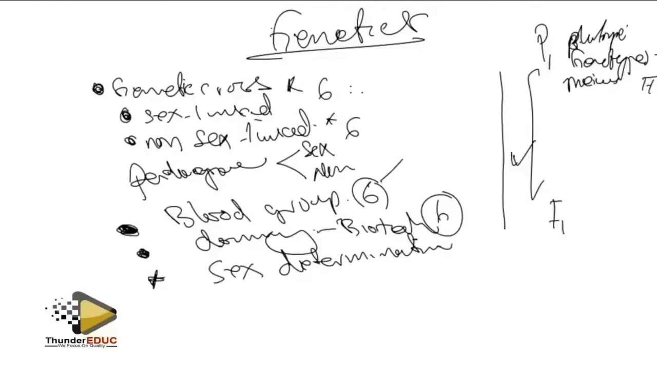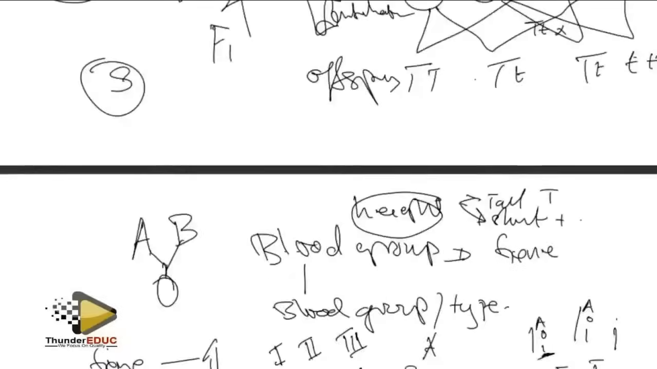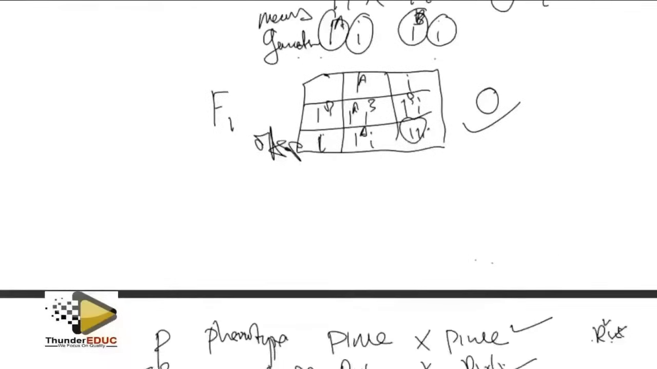Sex determination is like describing a karyotype. When asked to describe sex determination, it's like describing a karyotype. But here, if they ask you for the genetic cross, you have to do the cross.